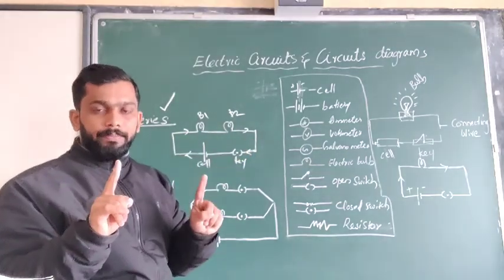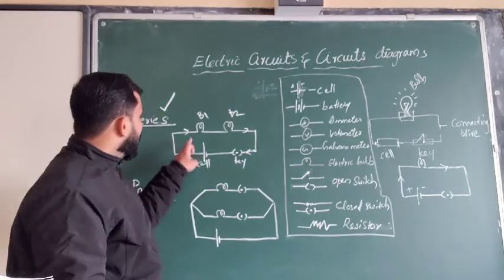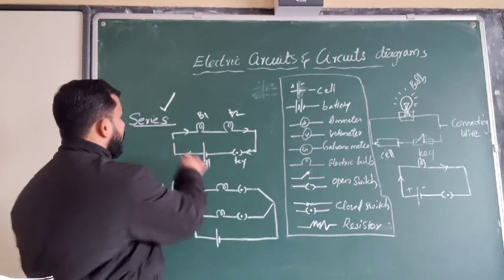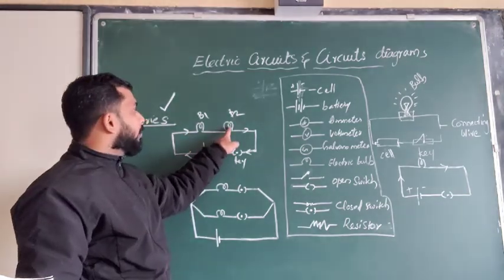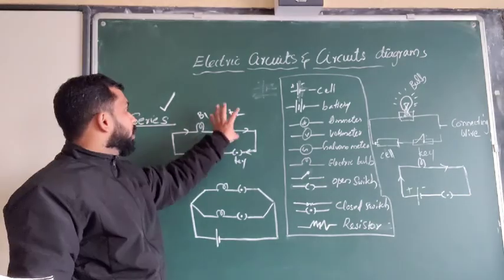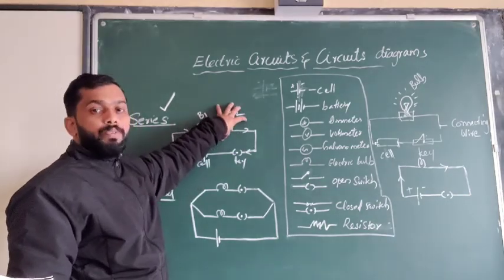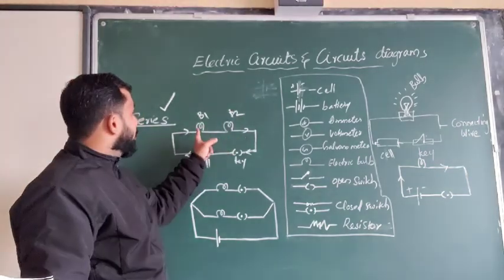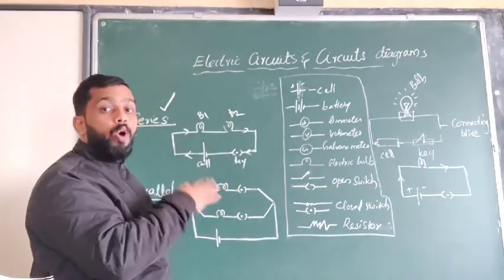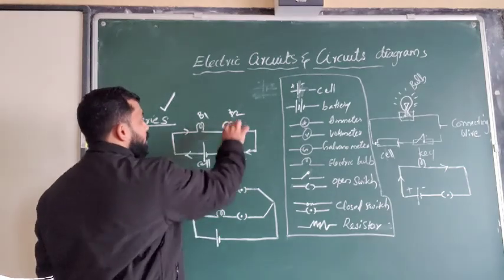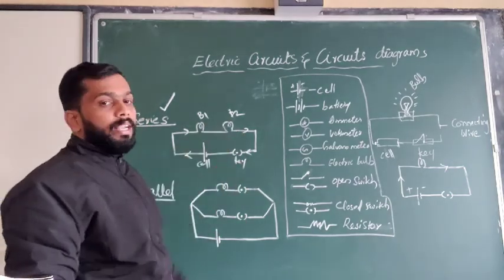Only one path. Okay, so if there is any breakage in this line, then suddenly what will happen? There will not be any flow. Or if one of the devices is not working, that means if the bulb V2 is fused, then what will happen? V1 also will not work. Fuse means it's broken. It will become an open circuit. Okay, now this is called a series connection.